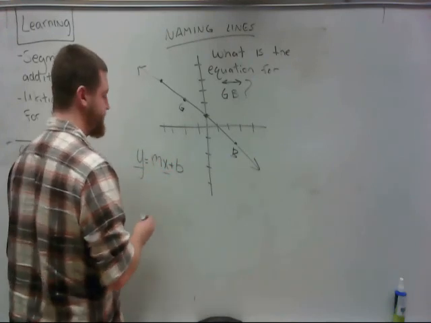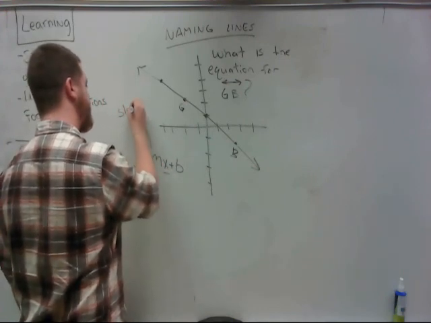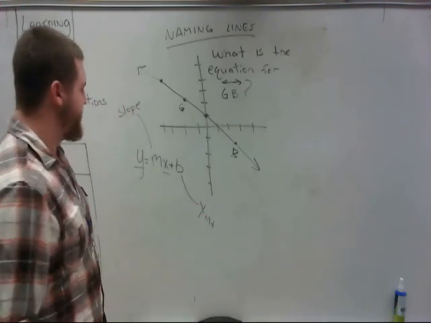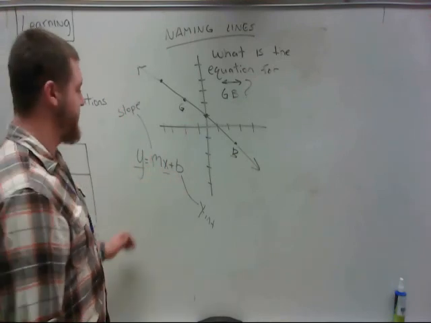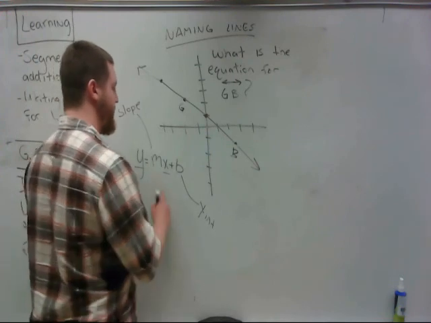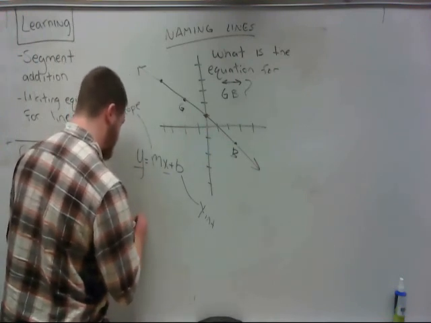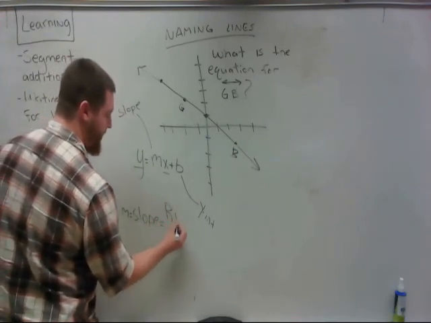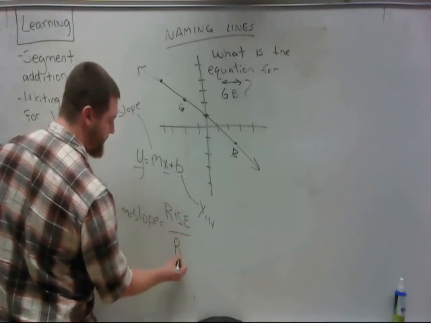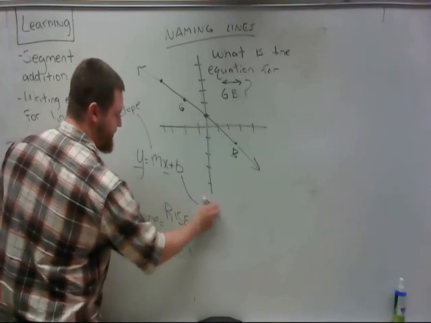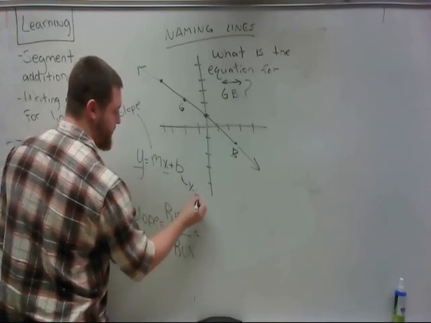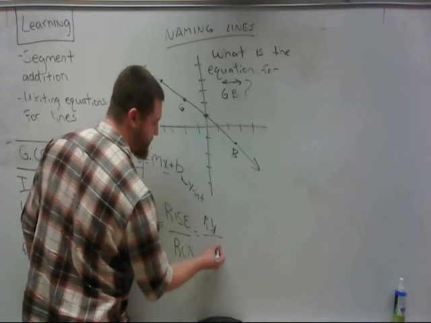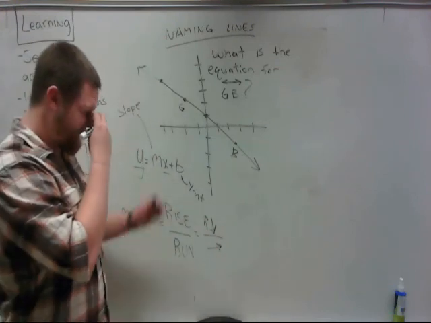Y and x will stay the same. M is my slope, and b is my y-intercept. So I don't have to worry about y or x, but I need to find slope and y-intercept. So let's figure out this slope first. Slope, which is m. What is slope? Slope is rise over run, which is how far you go up or down over how far you go to the right. So we're going to start to the left and go to the right.